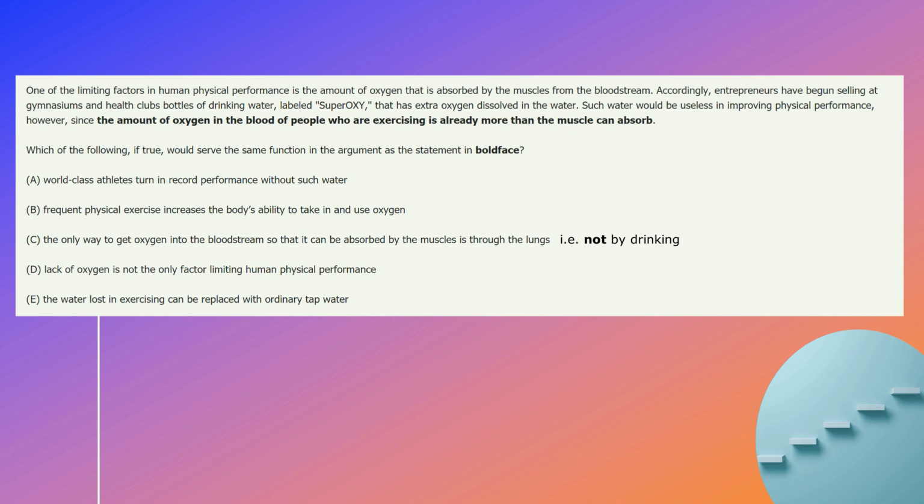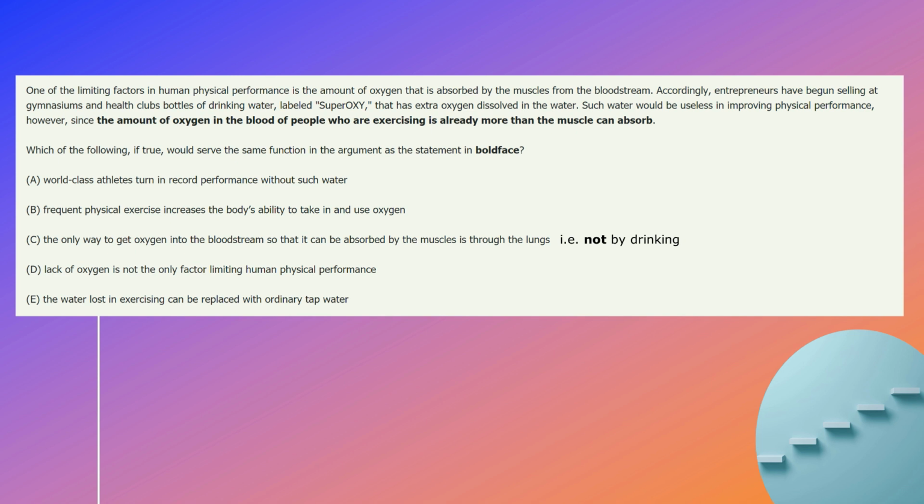Damn it. Or the other way to tell that this is actually the correct answer is also the logic is flawless. If the only way to get oxygen into the muscles is through the lungs, then this water is completely useless. Just like the boldface proved that this super oxy is useless because we've already got more oxygen than we can absorb, C also proves that super oxy is useless because we only get oxygen through the lungs anyway. We can't drink it. So C ticks both boxes. It's a negative, and it also proves that super oxy is useless using flawless logic.